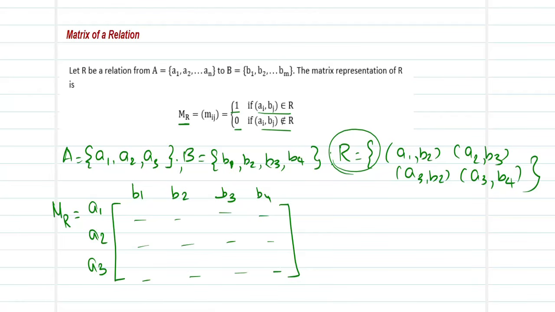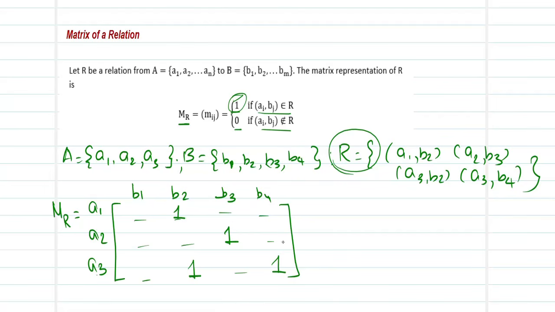The matrix is filled using the rule that the value is taken as 1 if the ordered pair belongs to the relation and 0 if it does not. So now for all the entries inside the relation, let us mark the matrix entry as 1. The first entry is for (A1, B2). This takes the value 1. The next entry is for (A2, B3). (A2, B3) takes 1. Next (A3, B2). This takes 1. And last is (A3, B4). This is going to be 1.